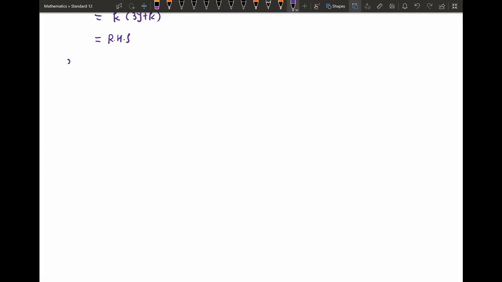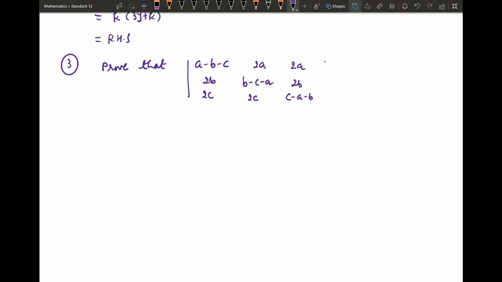Next example, prove that using the properties of the determinant, prove that the value of the determinant a minus b minus c, 2b, 2c, 2a, b minus c minus a, 2c, 2a, 2b and c minus a minus b equal to a plus b plus c whole cube. So let us discuss the solution.